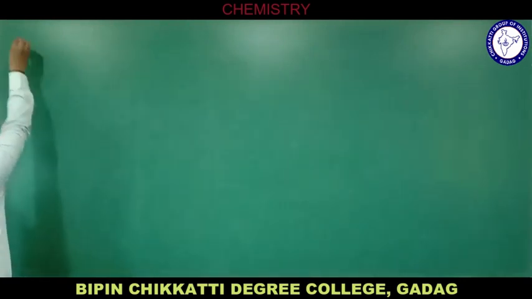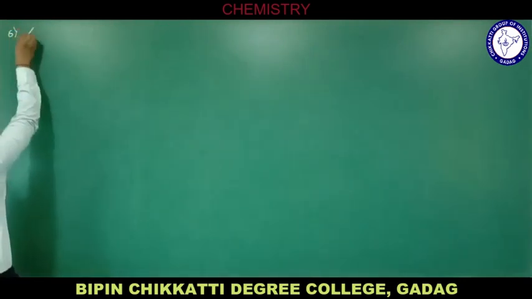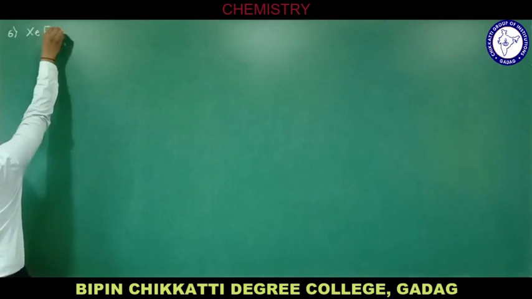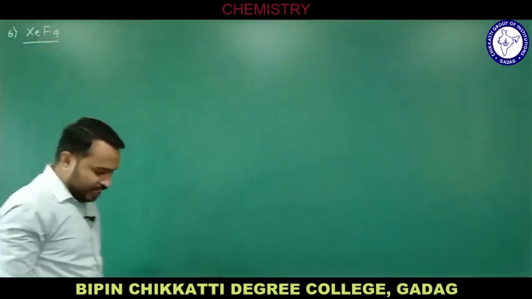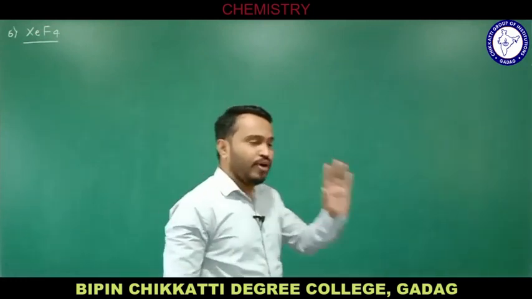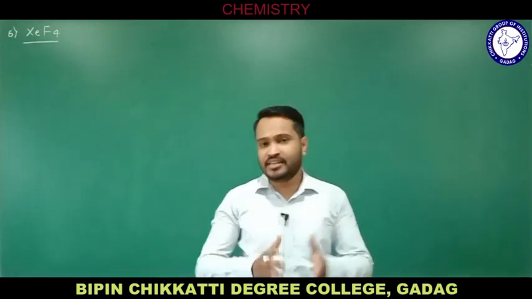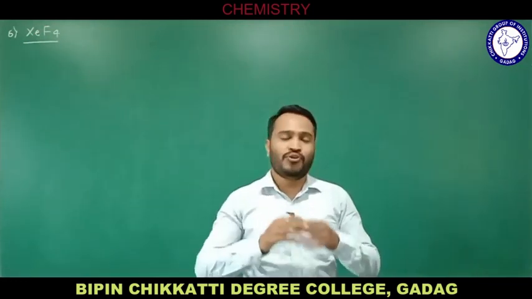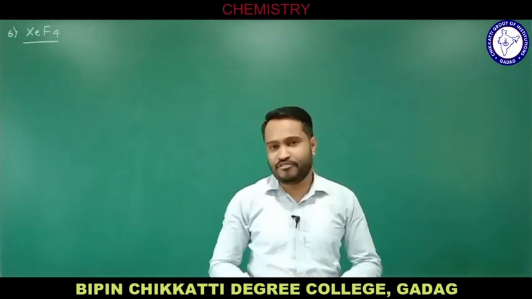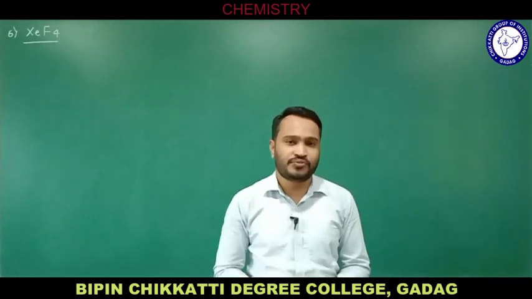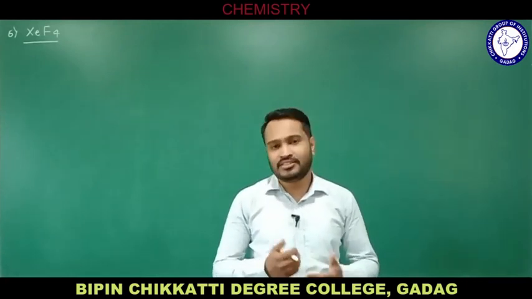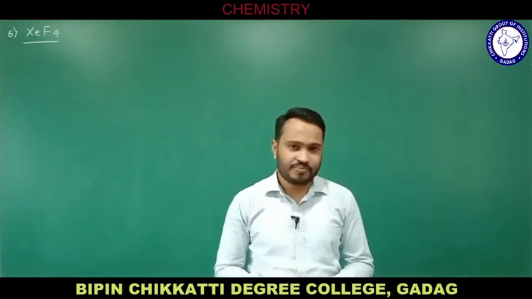So now I am going to move on to the 6th example, and I am going to consider the example XeF4. Using the concept of valence bond theory and VSEPR theory, we'll see what would be the structure of XeF4, how many bond pairs of electrons we have, how many lone pairs of electrons we have, and what about the bond angle. Such concepts we will see now.